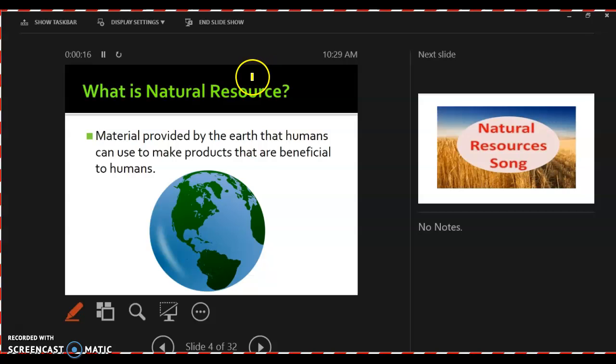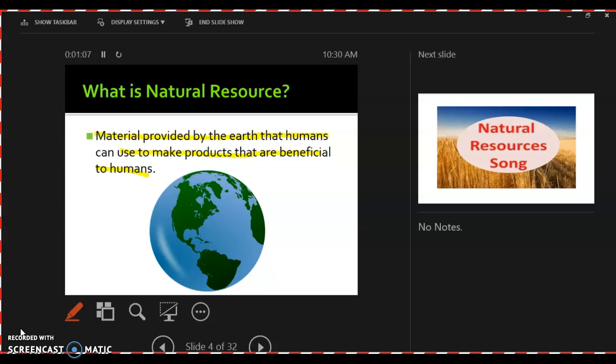And then what is a natural resource? It's material provided by the earth that humans can use to make products that are beneficial to humans. So you are going to write down what I highlighted. A natural resource is something we get from the earth that we use, and maybe we make another product of it.